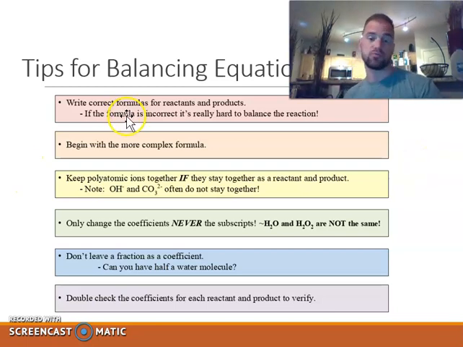So first of all, you need to write the correct formulas. If the formulas are written incorrectly for either your reactants or your products, you're not going to be able to balance, or you're going to balance it incorrectly. So you need to make sure that the formula is written correctly, and that's really important.